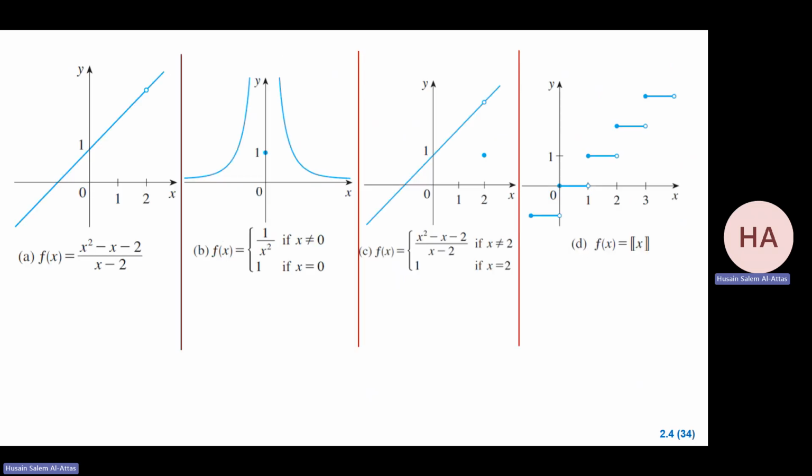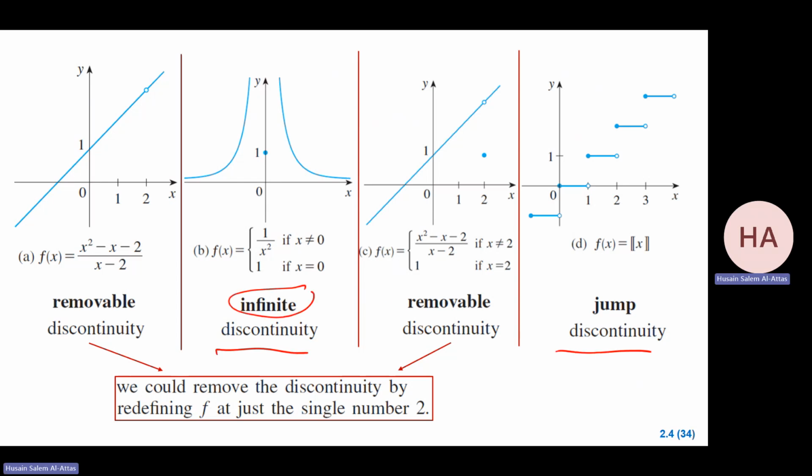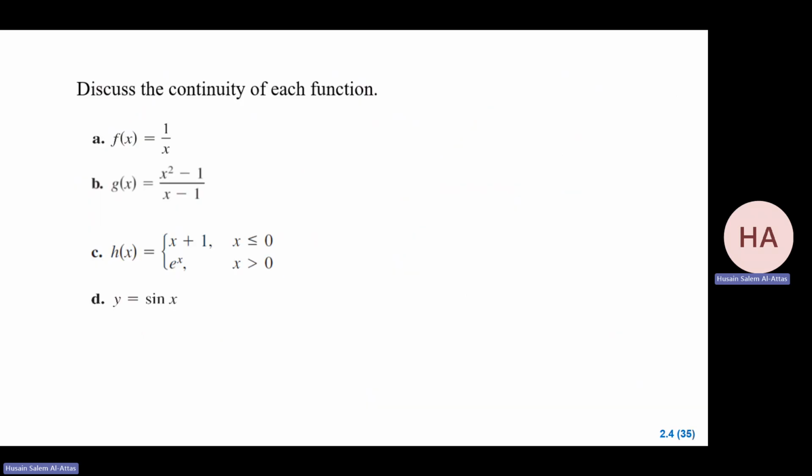If we have discontinuity, this is just examining the graph of those functions. So this is removable, and the other two are not removable. No need to go into details about infinite or jump, but it's not removable. Now we're going to discuss the continuity of each function.